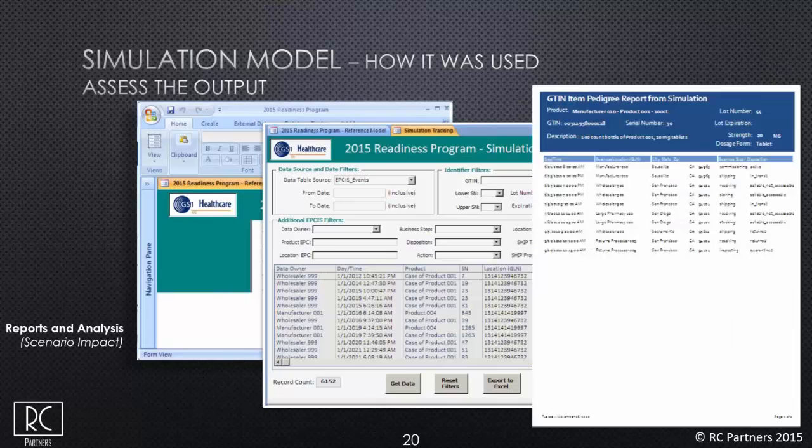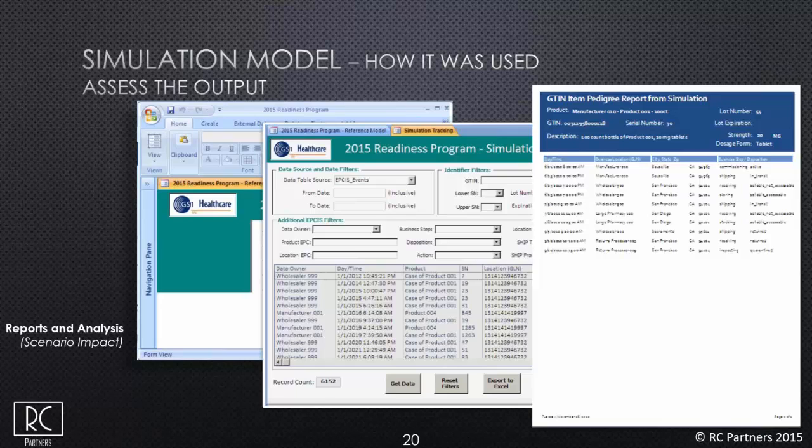But then we can also, again, using the power of Access, produce reports that you would expect to see within your own environment should this law have gone through, and should we have had to implement this in real time. So this is a report that came out of Access. The data came out of the simulation itself, and it's a report that you would expect to see based on tracking and tracing a product through the supply chain.